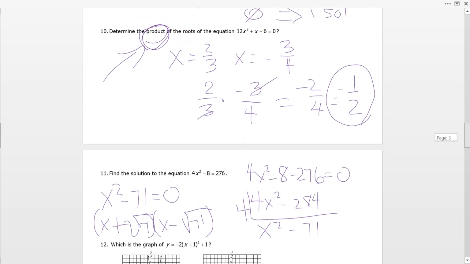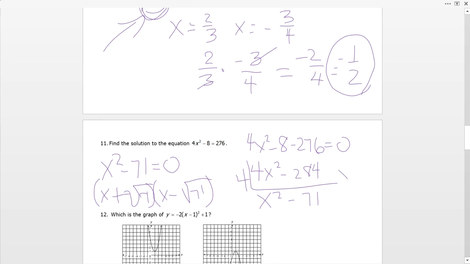So write it over here. x equals the square root of 71, positive or negative. So if I put the square root of 71 in my calculator, I get 8.42. So x is negative 8.42 and x is positive 8.42. So those are my two answers, although if it doesn't specify, I could leave it as a square root sign.